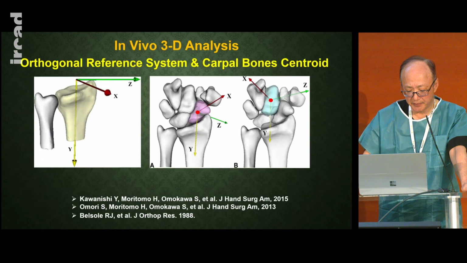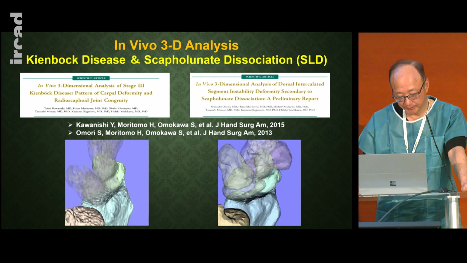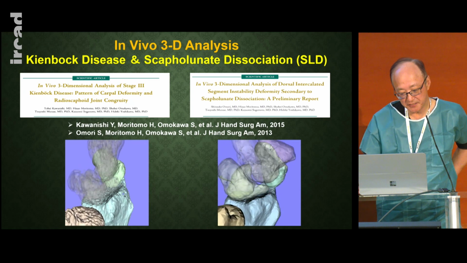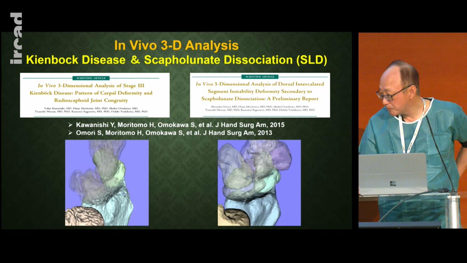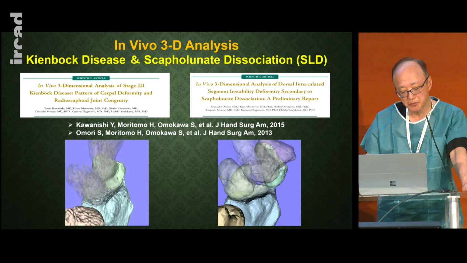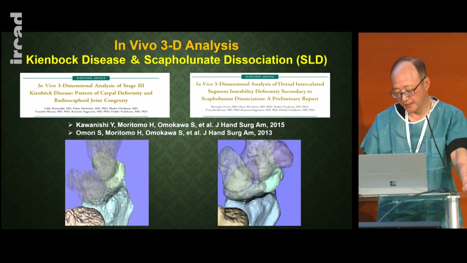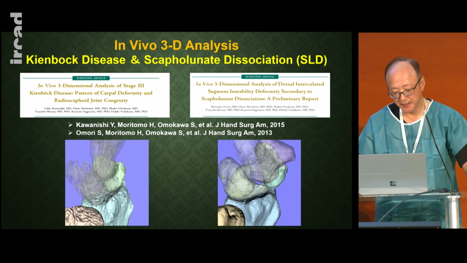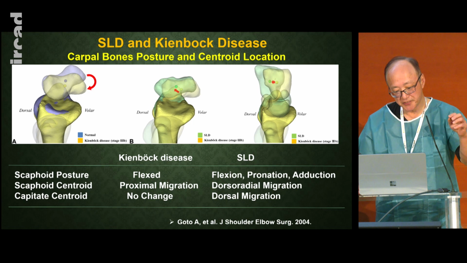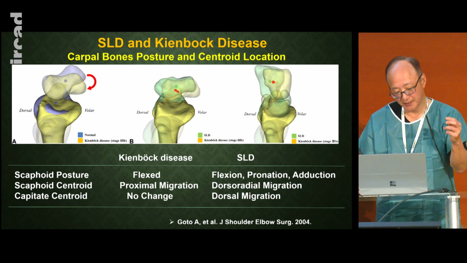And I'd like to talk about the in vivo 3D CT-based study. You can see the video comparing Kienböck disease and scapholunate dissociation. On the left-hand side, this is Kienböck disease, with no subluxation of the scaphoid. On the right-hand side, this is SLD, with the scaphoid subluxed dorsally. These are completely different. In SLD, with the dorsal subluxation, the centroid location also migrates dorsally. In Kienböck disease, there is just fragmentation of the lunate, with no dorsal subluxation.